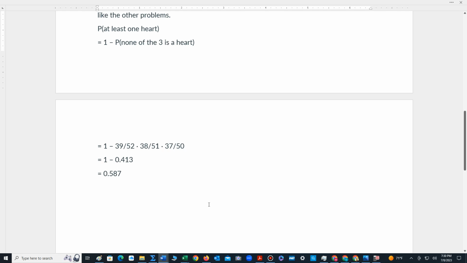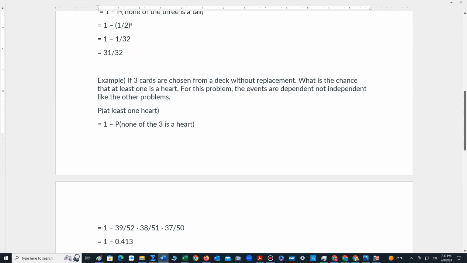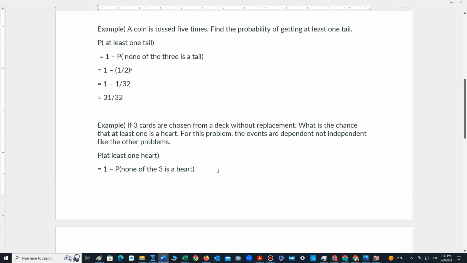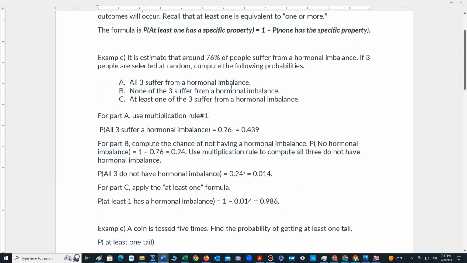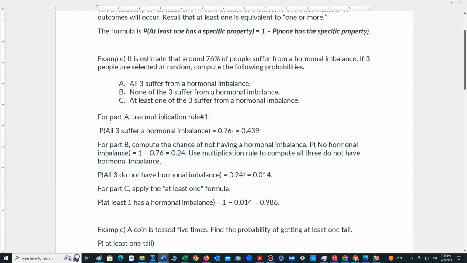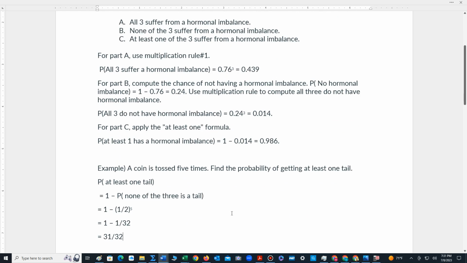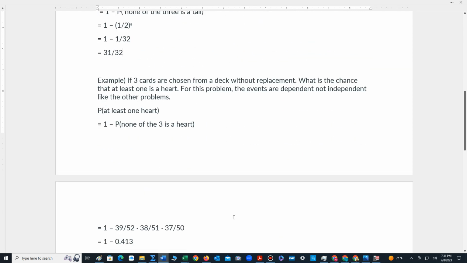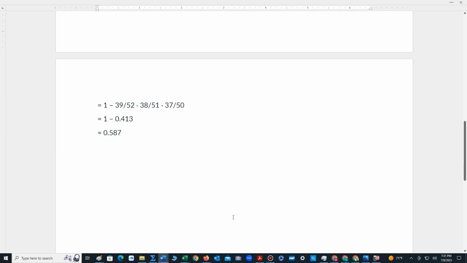So just be careful. Sometimes we have dependent events where the probability is slightly modified. Other times the events are independent where the probability is the same for each selection. So keep that in mind when working on these problems.